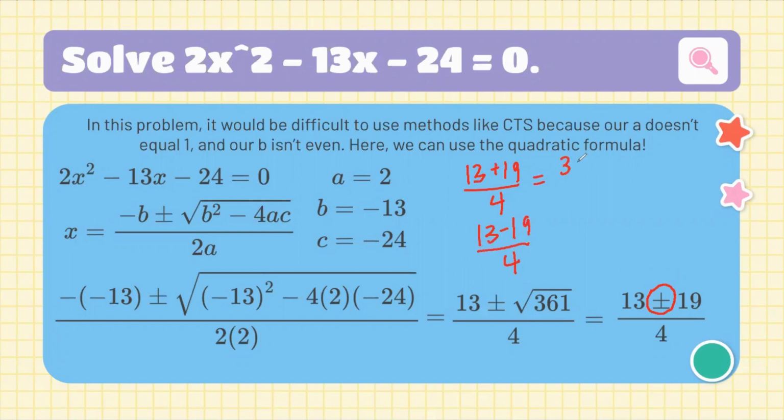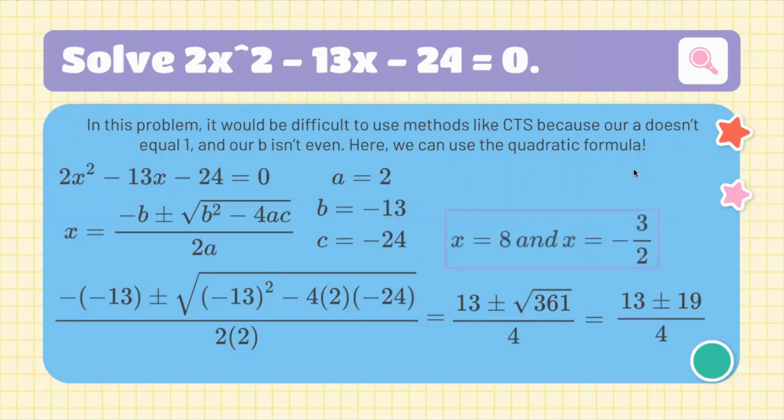13 plus 19 would give you 32. 32 over 4 just equals 8. So one of your x values would be 8. As for 13 minus 19, that would be negative 6 over 4. And negative 6 over 4 can reduce by a factor of 2, which would be negative 3 over 2. And that is your other x value. And these are the exact same values that we got when we factored the equation. So your final solutions would be x equals 8 and x equals negative 3 over 2.